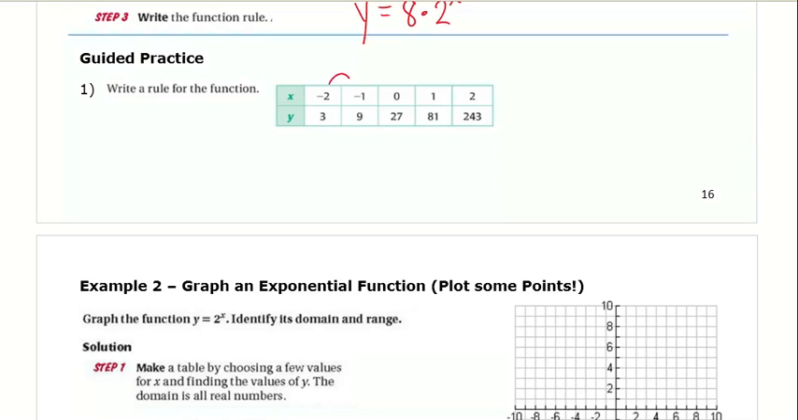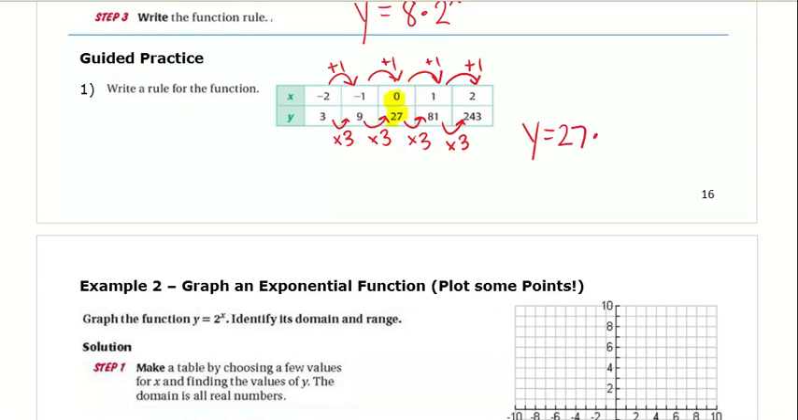Here, as we go across, our x's are going up by 1 each time. Check to see if it's linear. Here we would add 6, but 9 plus 6 does not give us 27, so it is not a linear function. Let's see if we can multiply the same number each time. 3 times 3 would be 9. 9 times 3 is 27. And the pattern seems to stay the same. So now if we're going to put all this together, y equals, the starting value is 27. The base is 3 raised to the power of x.